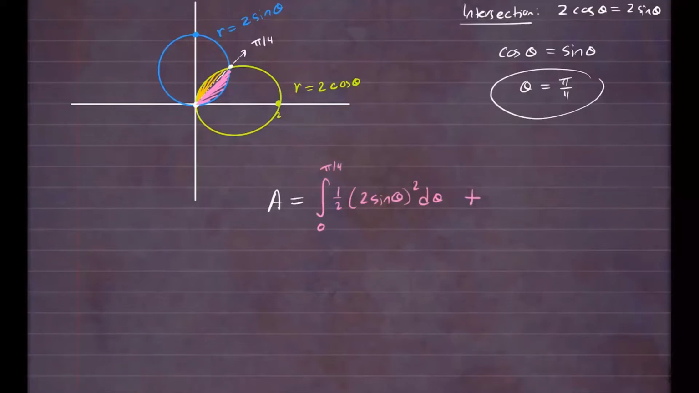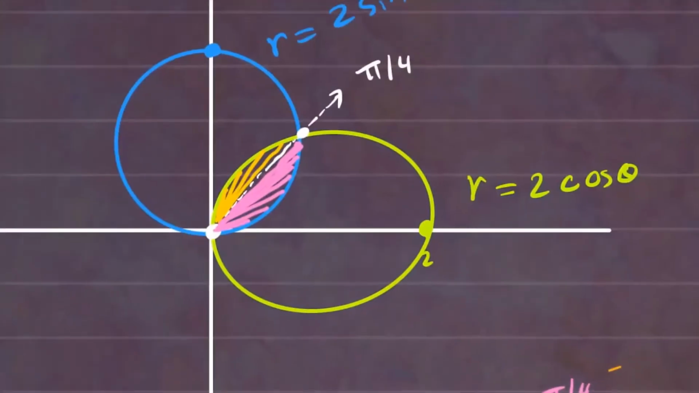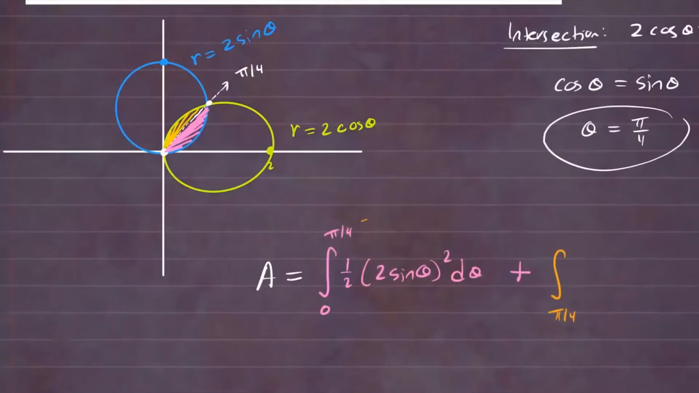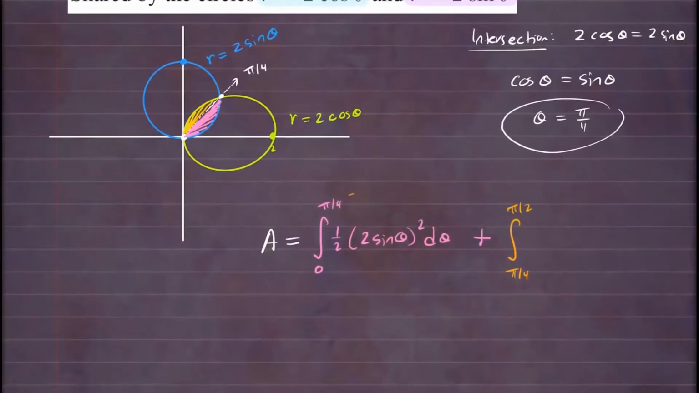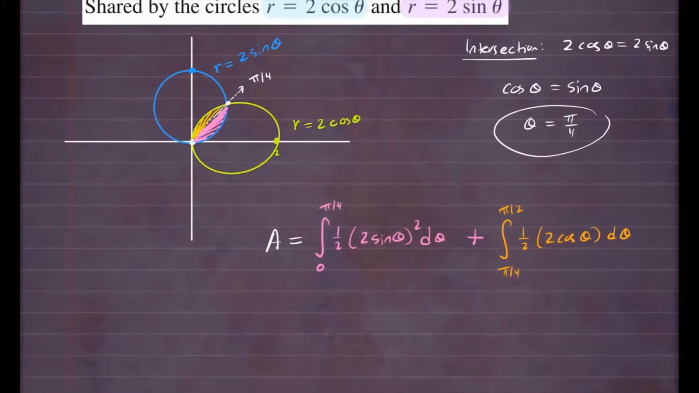That's going to be the curve bounded by 2 cosine theta, starting from pi over 4. Right here, the orange curve starts at pi over 4, and it goes all the way around to pi over 2. So the integration for the orange region is from pi over 4 all the way to pi over 2 of 1/2 r squared, where r is 2 cosine theta, d theta. If you sum these up, you get the area of that entire shaded region.